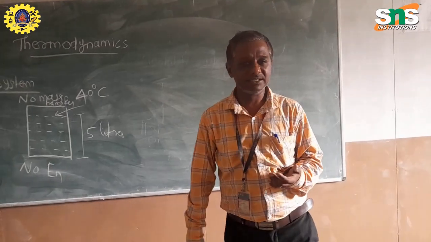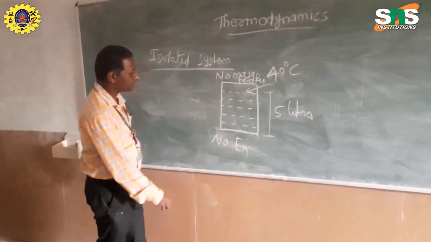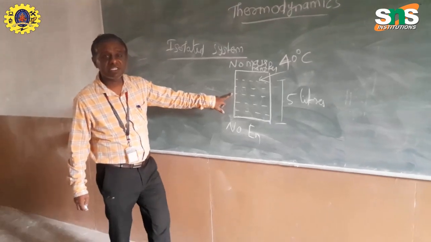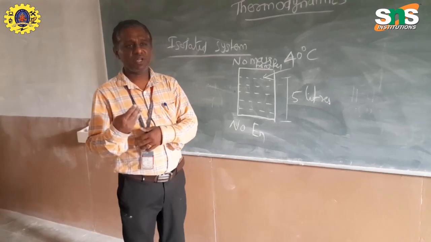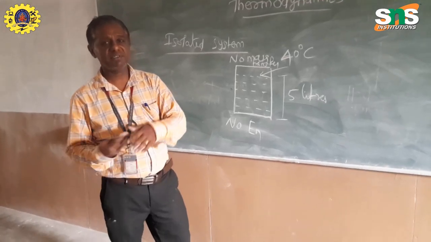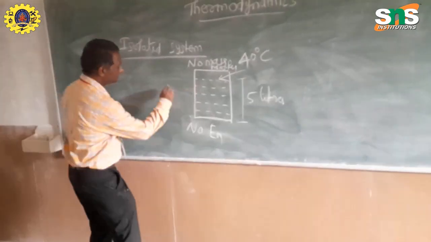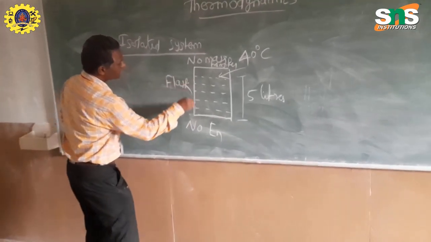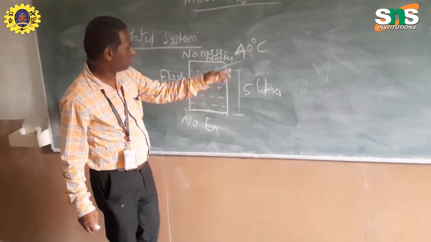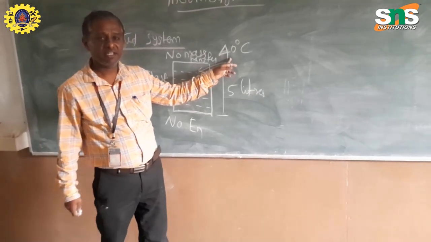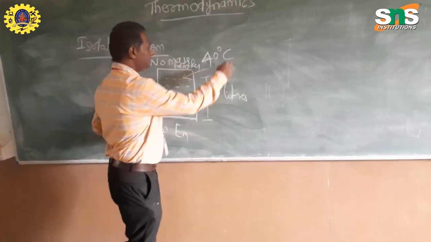Here, for the isolated system, let's take one system called a perfectly insulated, thermally insulated flask. Thermally insulated flask means we are not going to allow energy transfer. The temperature will not reduce or increase. In the flask we can fill a fluid; here I am filling coffee. About 5 liters of coffee I have filled, at a temperature of 40 degrees Celsius.